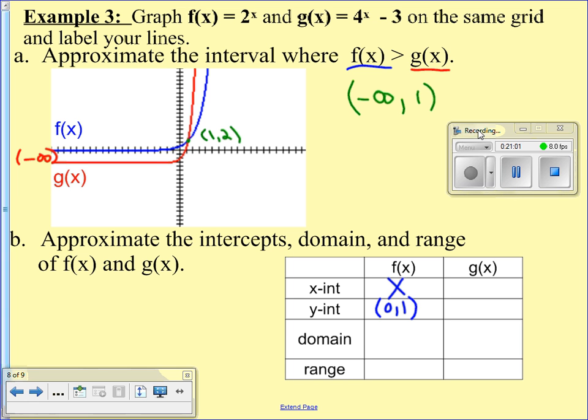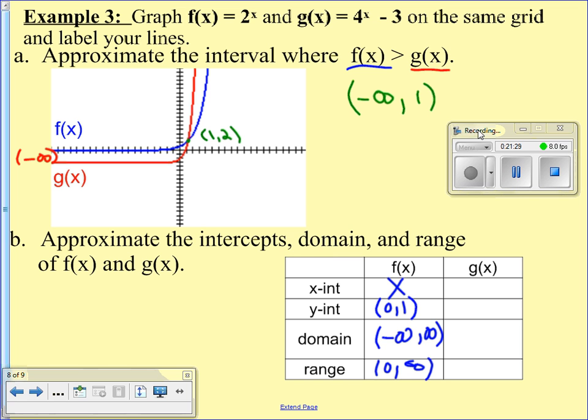Or when I plug 0 in for x, 2 to the 0 power will always be 1. My domain will never change. Every exponential function has a domain of negative infinity to positive infinity. And my range, see now it doesn't shift up or down, and I have an asymptote of 0, or the x-axis. My range goes from 0 to positive infinity because it is a growth.